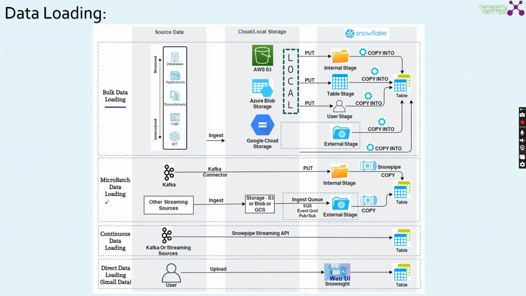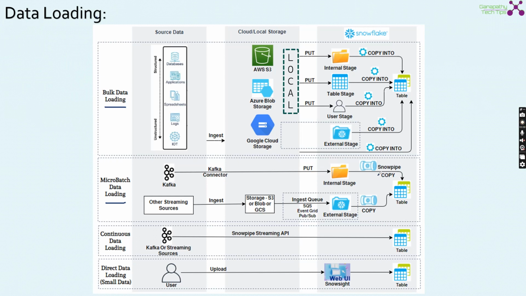Moving on to the micro batch loading, which we discussed earlier, which is loading the data once in 60 seconds, or once in a minute, or once in 2 minutes. Snowflake provides that option via Snowpipe. So if you have streaming data in the form of Kafka, we can use the Kafka connector and the put command to place those files into the internal stage, and then we can utilize the Snowpipe's copy to place the data into the Snowflake table.